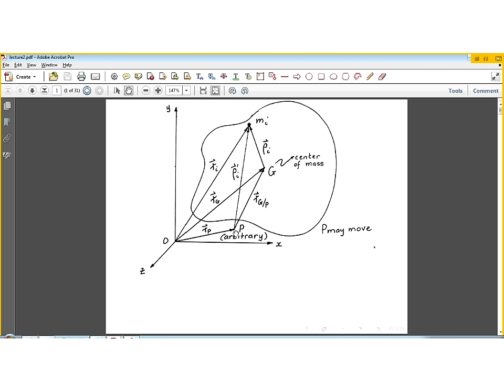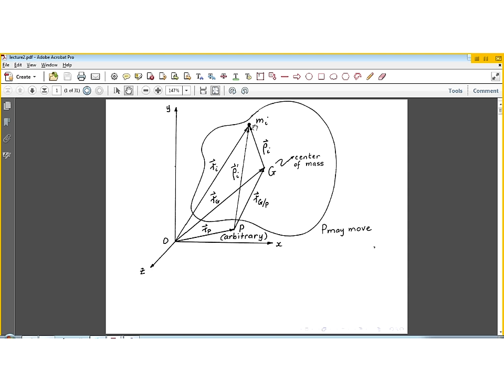And then after I've defined the arbitrary point P, that allows me to define the position vector of the center of mass of my system relative to the arbitrary point P as this vector starting at P, ending at G, indicated as r sub G slash P, indicating it's the position vector of G relative to P.